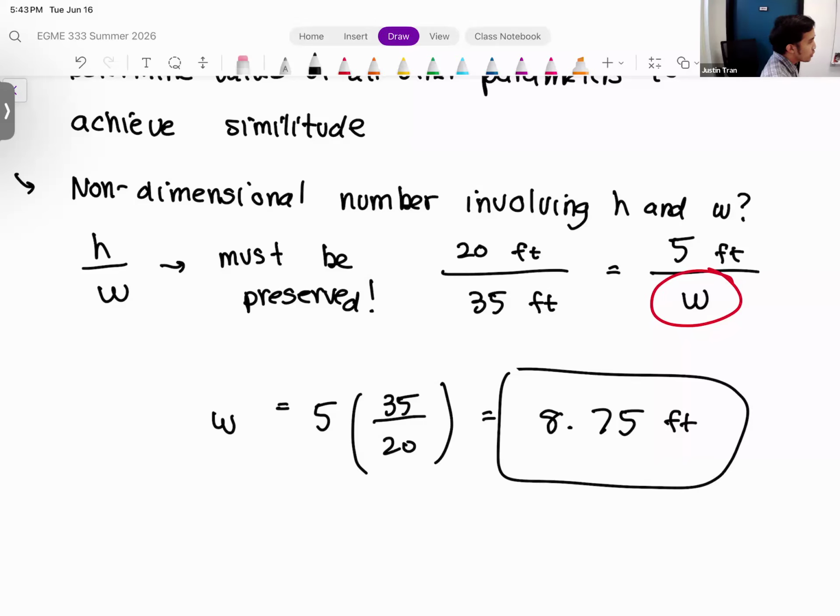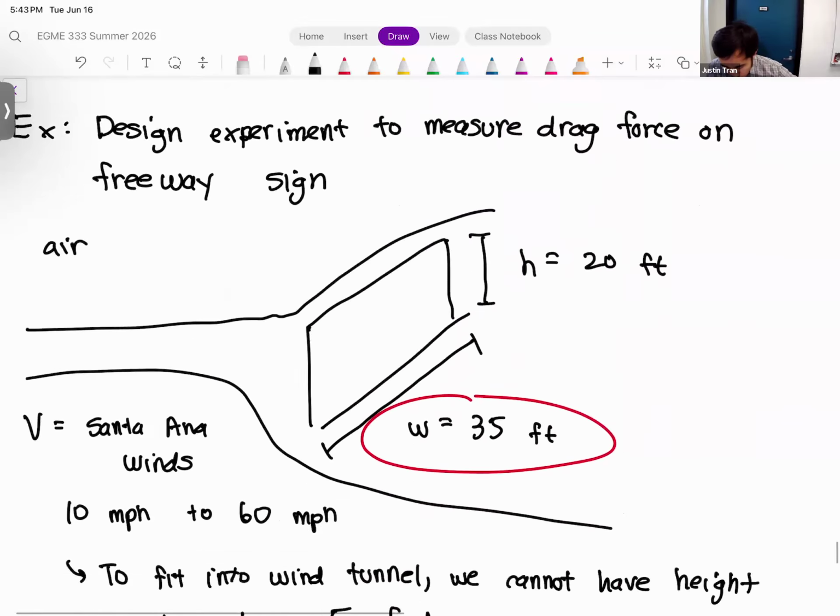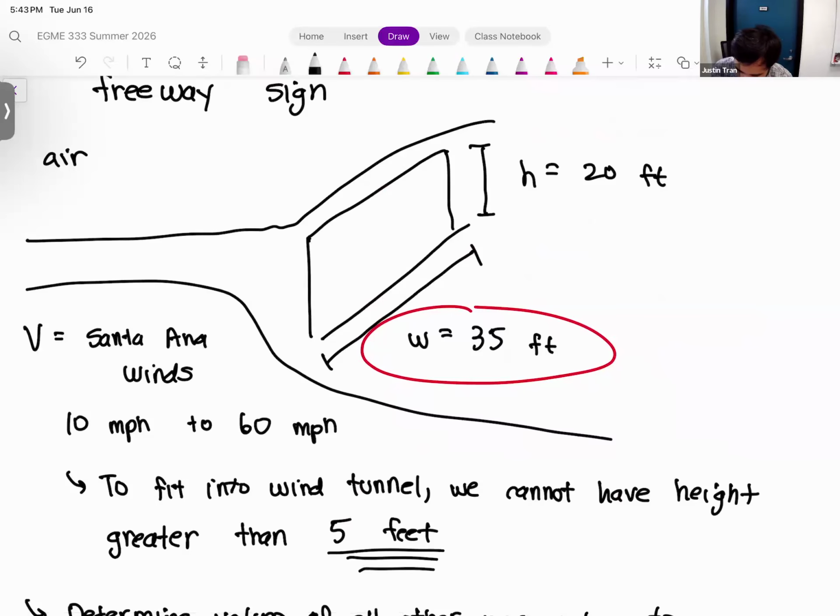Pretty straightforward. Just the ratio of the height and width has to be the same. In fact, I think most of the time, even without going through this entire 3-hour lecture, most people would be able to determine that. Next, we have to determine the other parameters. The other parameters in our problem are the flow velocity, the density, and viscosity. Now, we have to make a decision here.